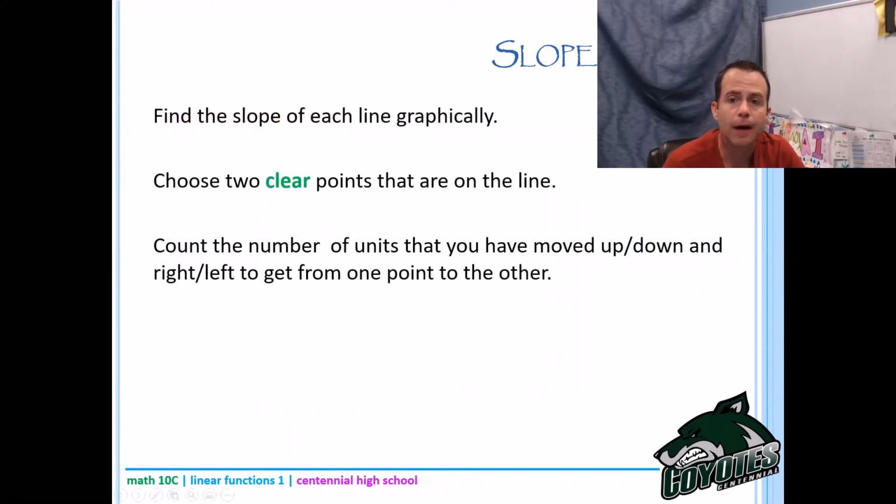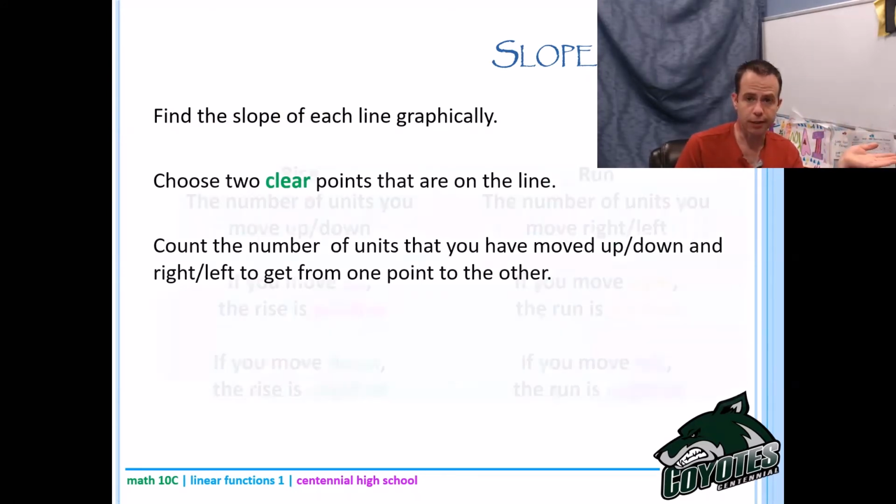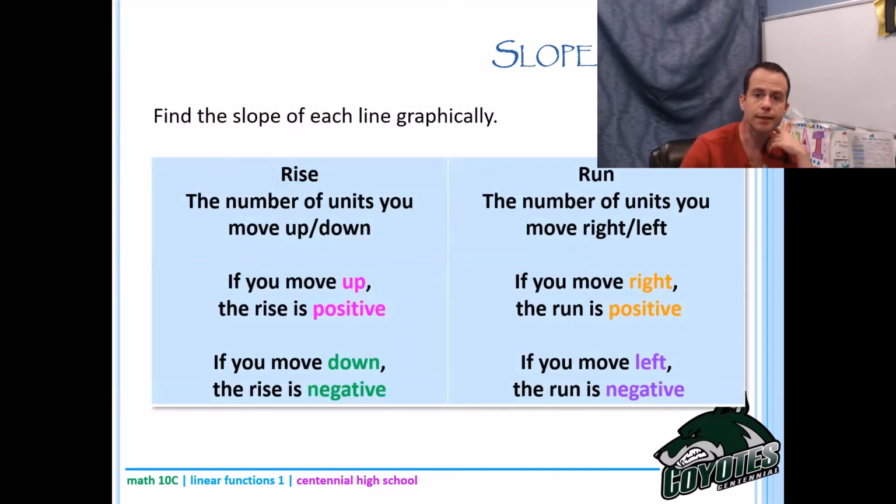Okay, find the slope of each line graphically. Choose 2 clear points that are on the line and just count how much you have to go up or down, and then count how much you have to go left or right. Remember that the amount you go up or down is your rise, so that's on top, and the amount you go left or right is your run, so that's on the bottom. So rise is the number of units you go up or down. If you're going up, it's positive. If you're going down, it's negative. And then your run is the number of units you move left or right. If you're going right, it's positive. If you're going left, it's negative.